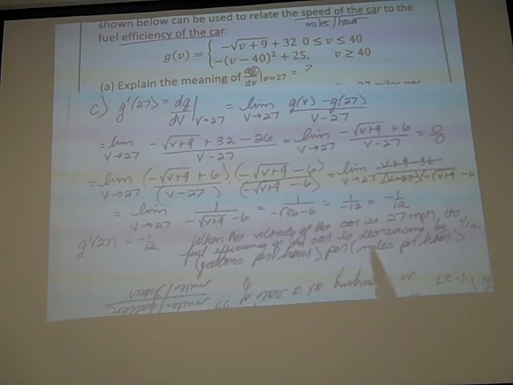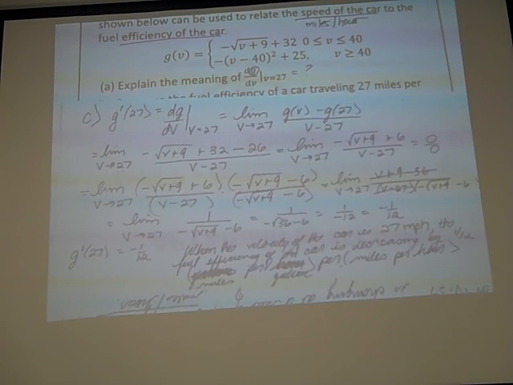Something's wrong. Miles per gallon, that's the unit over here. G is measured in miles per gallon. And the V is measured in miles per hour. Well, that just ended badly. That's just a hot mess. Okay. When the velocity of the car is 27 miles per hour, the fuel efficiency of the car is decreasing by 1/12 miles per gallon per miles per hour. All right. Done with that video.